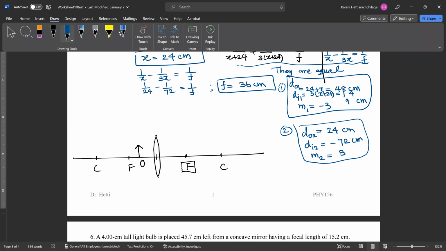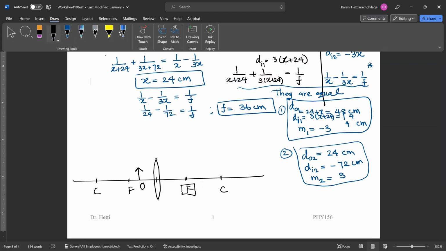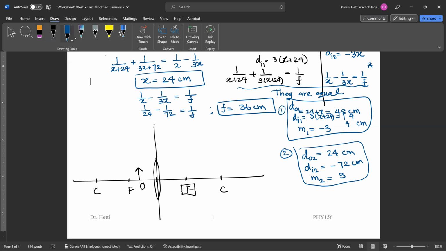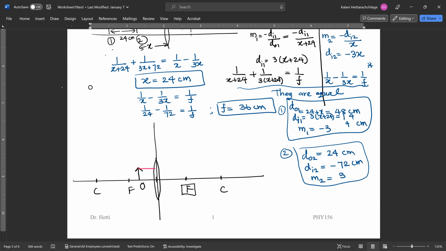So first one, we're going to do parallel to the axis. Make sure that you draw your vertical axis first. Always when you are drawing for lenses, you should have that line. And then we're going to draw your rays. Let's use one of them. One of them will be sending light parallel to the axis that will go through your focal point on this side. Okay, that is one.